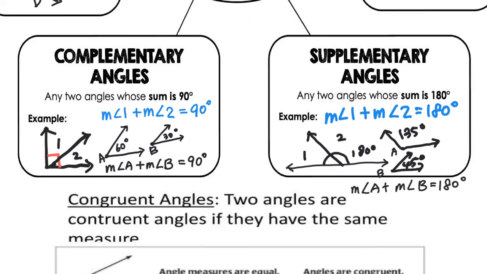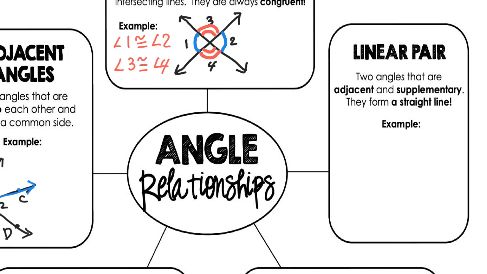All right, let's move on to the last one, linear pair. A linear pair is two angles that are adjacent and supplementary. They form a straight line. So it is very connected with supplementary angles. Yes, all linear pairs are supplementary angles, but not all supplementary angles need to be linear pairs. I gave you an example earlier, right?